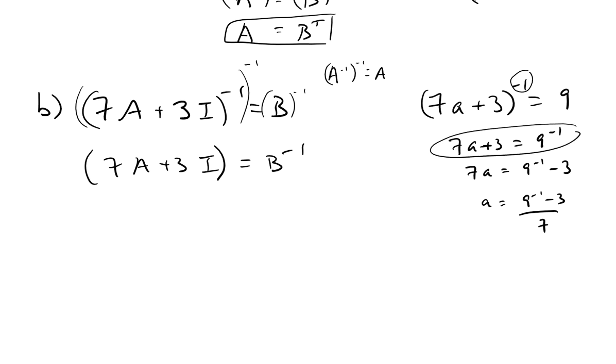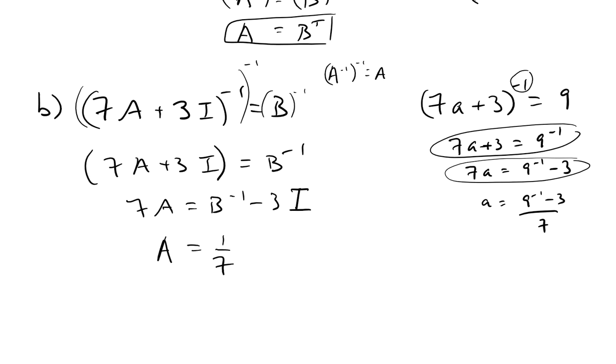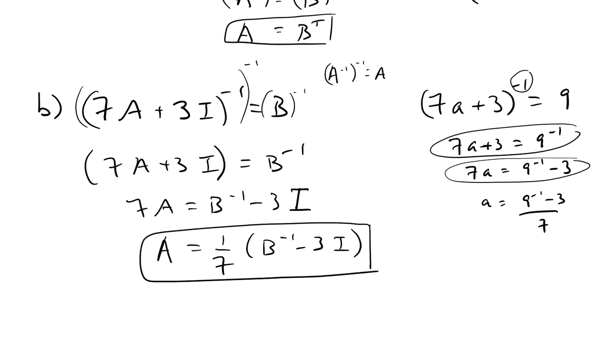Now I want to get rid of 3I. So what do I do? I subtract 3I. So I'm going to get something like this. I'm going to get 7A is B inverse minus 3I. After that, I want to get rid of the times 7, which is a scalar, so I just multiply by 1 over 7. Here we go, and that's A.